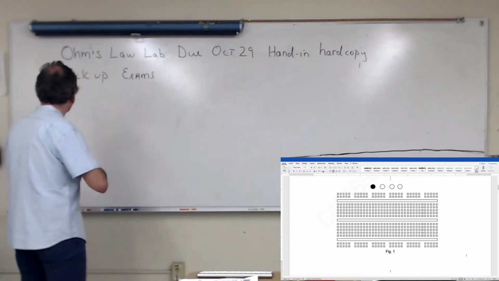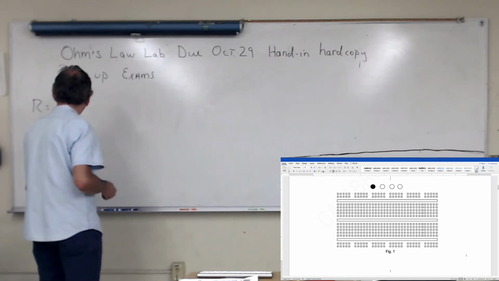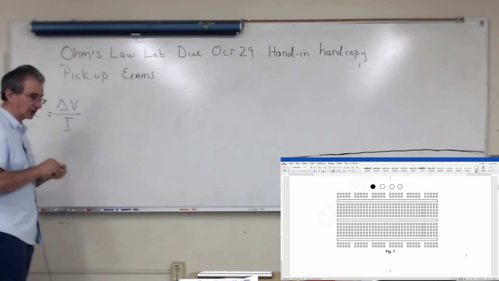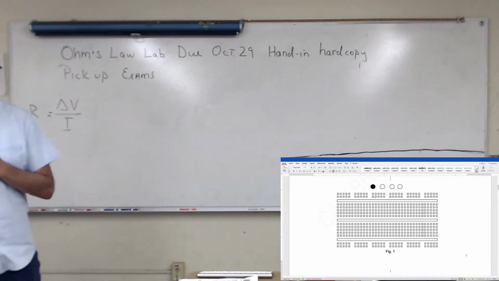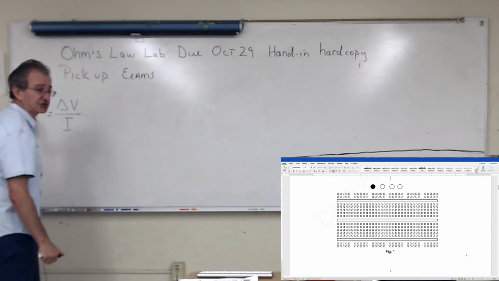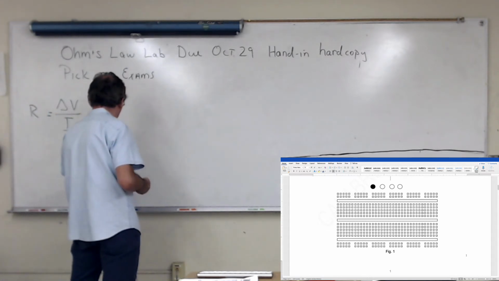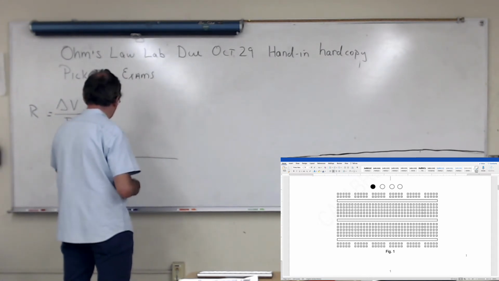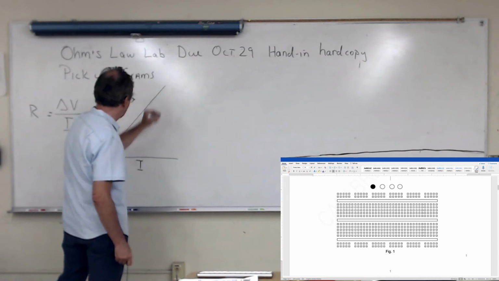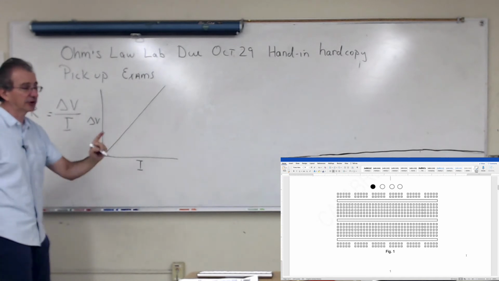So remember, what's Ohm's law? R is delta V over I. The resistance is delta V over I. And if something obeys Ohm's law, this value is the same independent of the applied voltage. In other words, if you plot delta V versus I, and I know I'm plotting it different from the PowerPoint notes, I'm doing this on purpose. If you plot this and you get a straight line, that means this is a constant independent of delta V, then that material obeys Ohm's law.